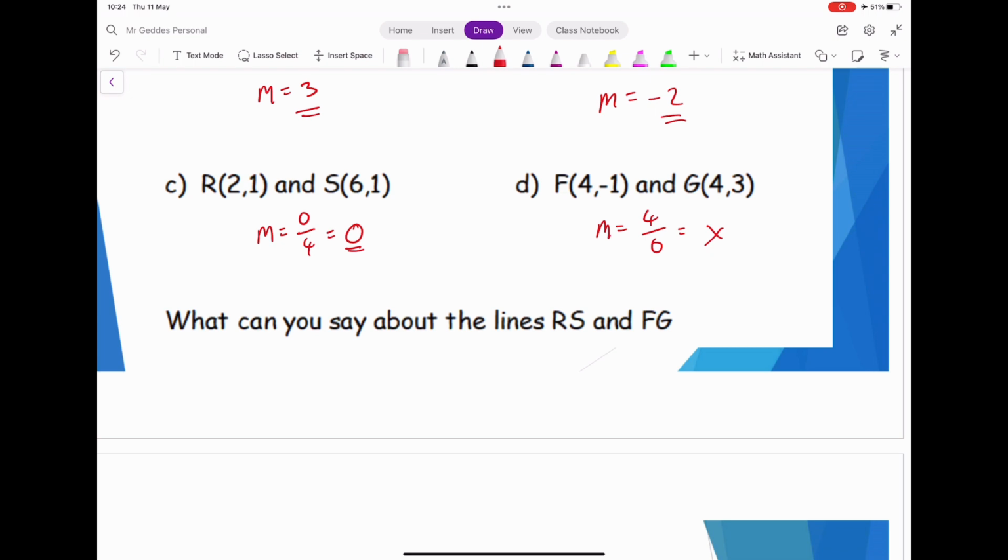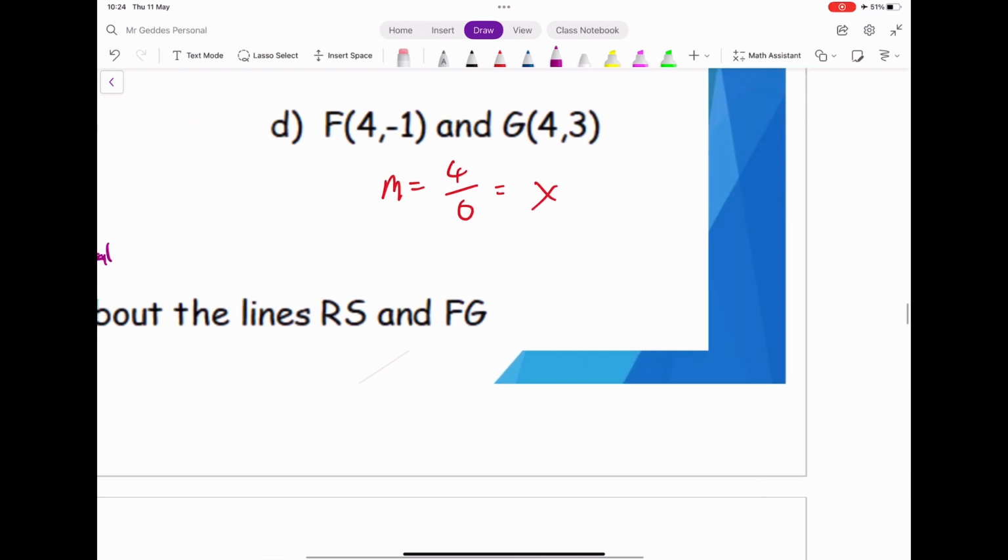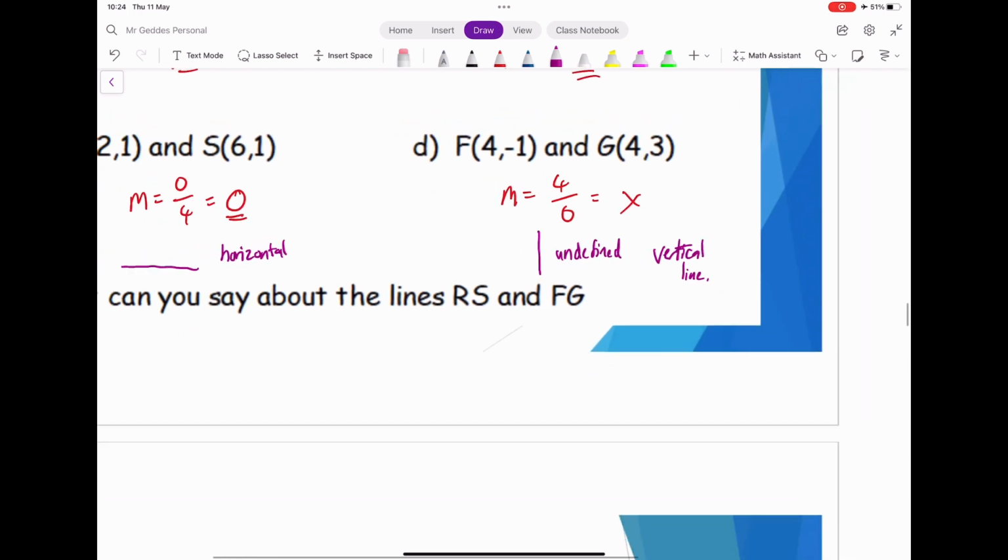Well, RS has a gradient of 0, and if you remember from above when we talked about it, that means it's a horizontal line. So you're going to state that it's a horizontal line because the gradient is 0. And for d, when we've got a gradient that can't be found, 4 divided by 0 can't be found, so we're going to get a vertical line which, as we said before in the notes, has an undefined gradient, and so it's a vertical line. So watch out for this coming up when you're working on examples. Horizontal lines have a gradient of 0, and vertical lines have a gradient that is undefined.